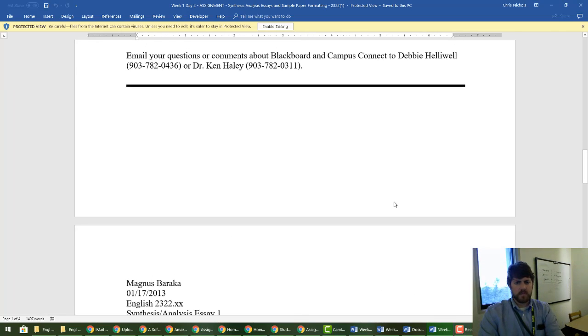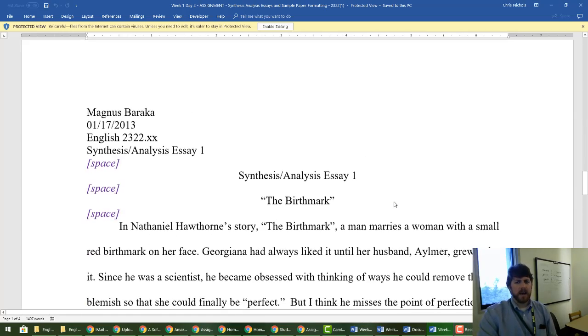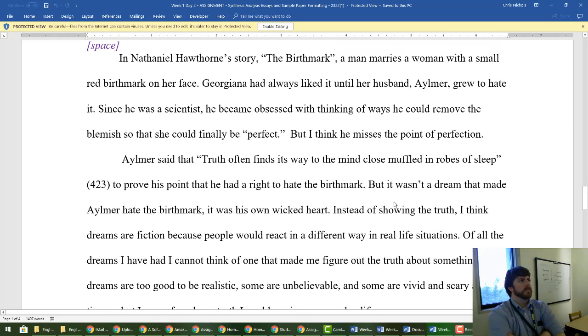So, did anybody read that story in 1302? The Birthmark? I know in my class you did. He basically sums it up really well. There was a guy who married a woman. She had a red birthmark on her face in the shape of a hand. Everybody always told her it was kind of her little charm.